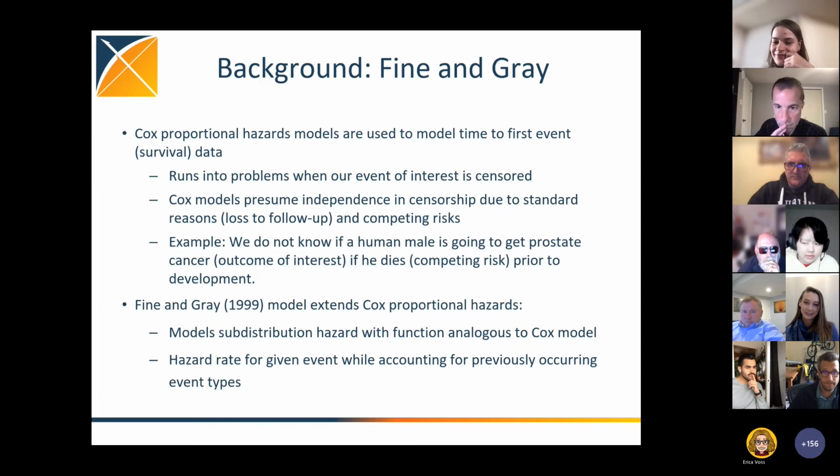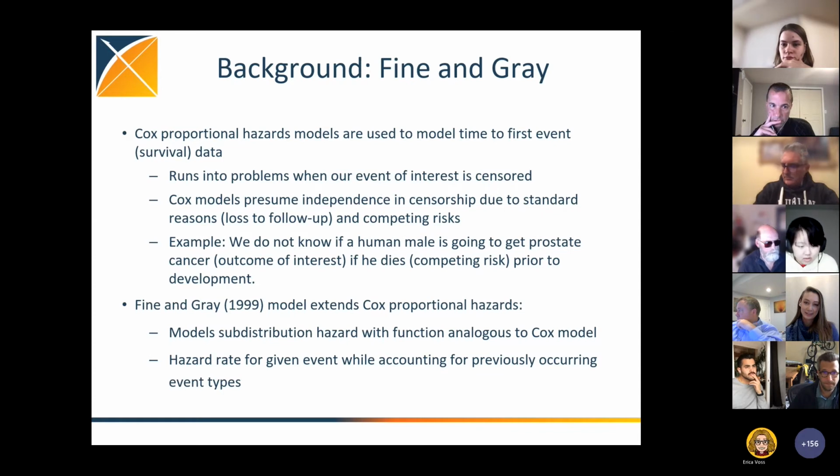These types of models run into problems when our event of interest is censored. This means that for some reason something happens such that our time to event is not observed. This is often due to loss of follow-up or study termination, but we're interested in when this happens because of a competing risk. Competing risks are alternative outcomes that preclude our event of interest. For example, in our prior example of prostate cancer development, if a patient dies prior, we no longer know if he will develop prostate cancer after this point in time. So in this case, death is our competing risk, and it is commonly a competing risk.